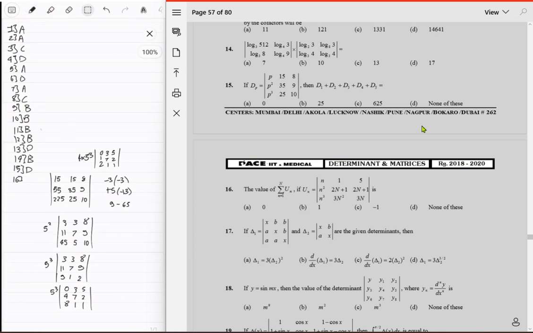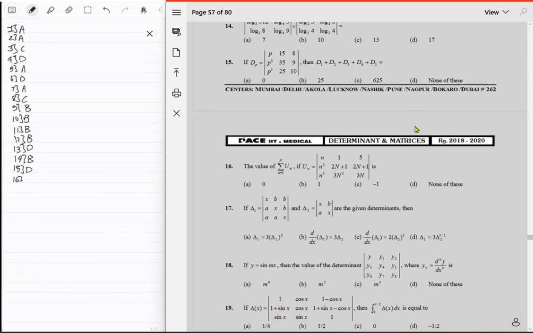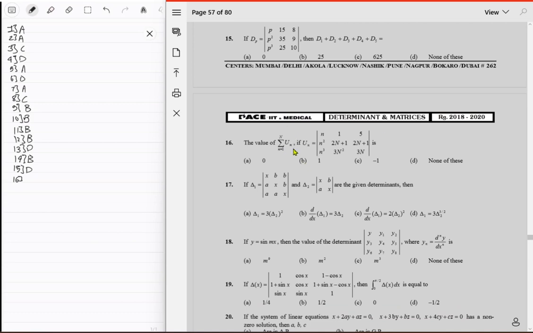Next question is just 16th. 16th is the value of this thing. Sum 1 to n of u n if u n equal to. Once again, the same kind of stuff. Well, capital N is a constant. Just have to sum this thing up, n squared, n cube, right? So what do you get?